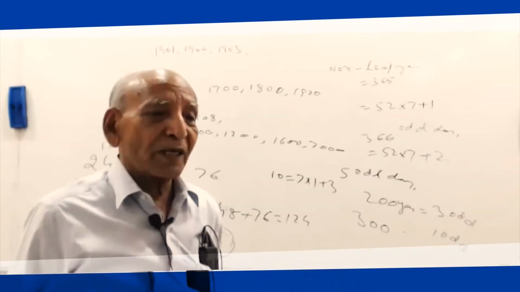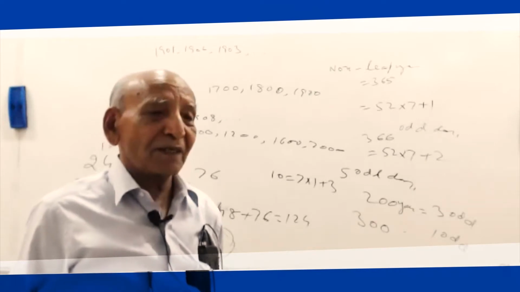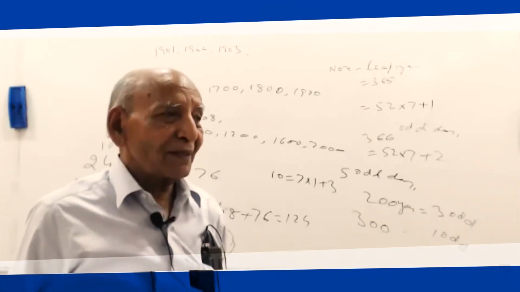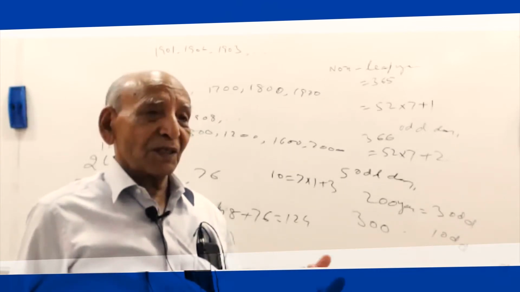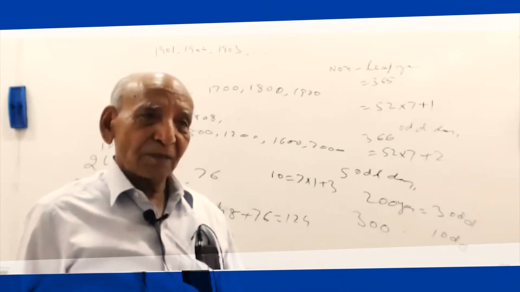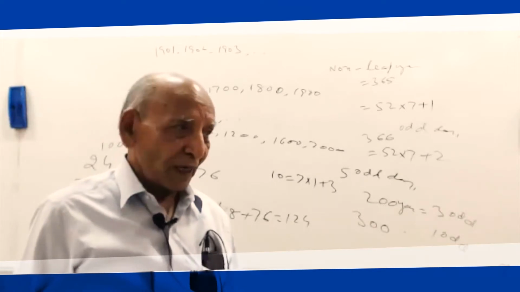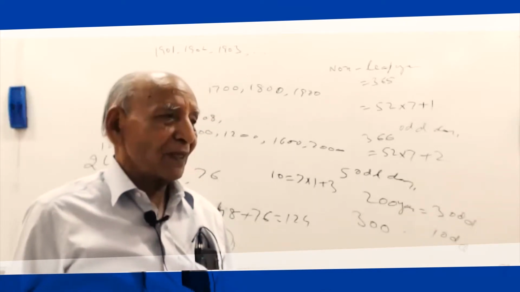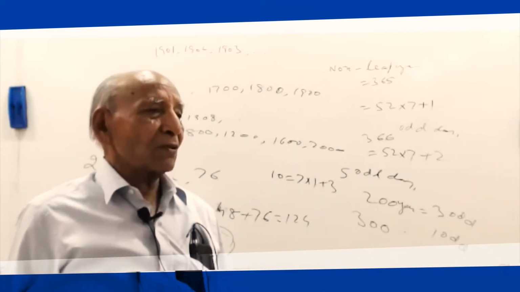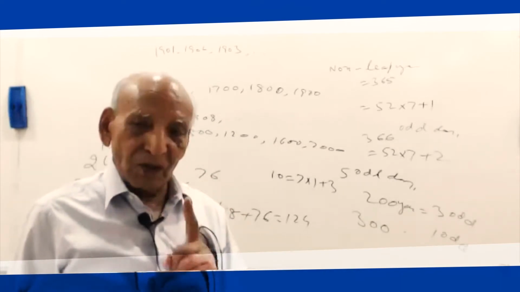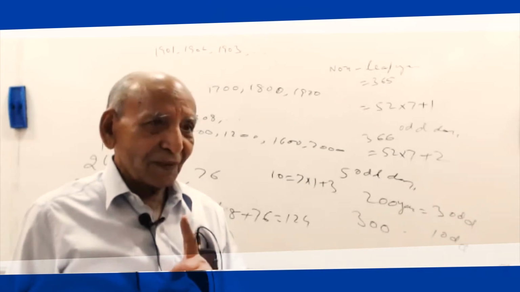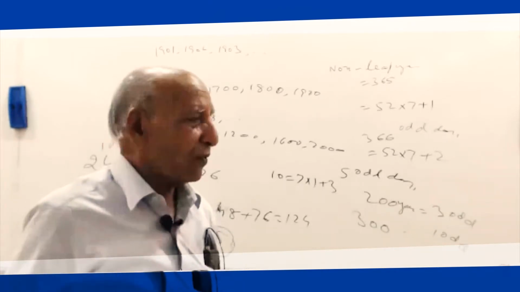How many odd days are there in 1900 years? 1900 years. So we can see first century, second, third, fourth, then fifth, sixth, seventh, eighth, in that order you can count. So 19 centuries will have one odd day. Is it right? So 1900 years, one odd day.